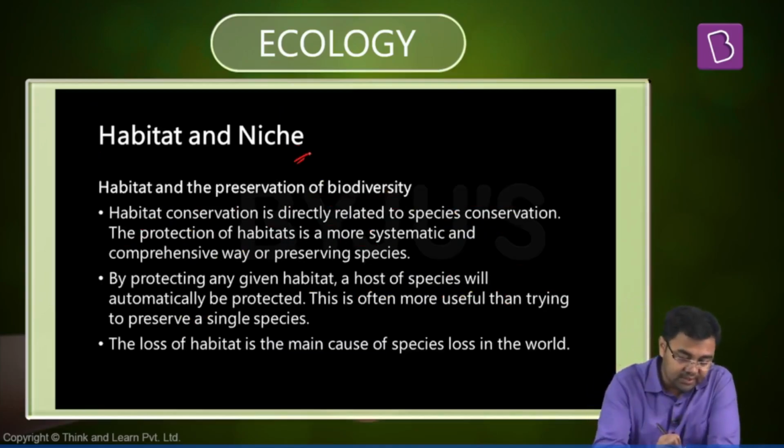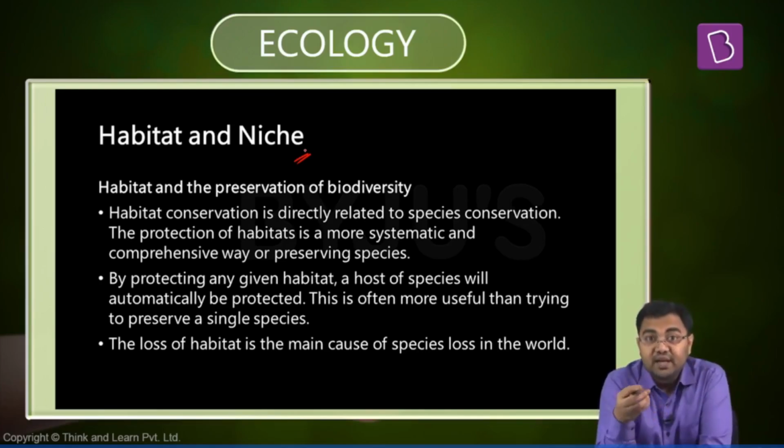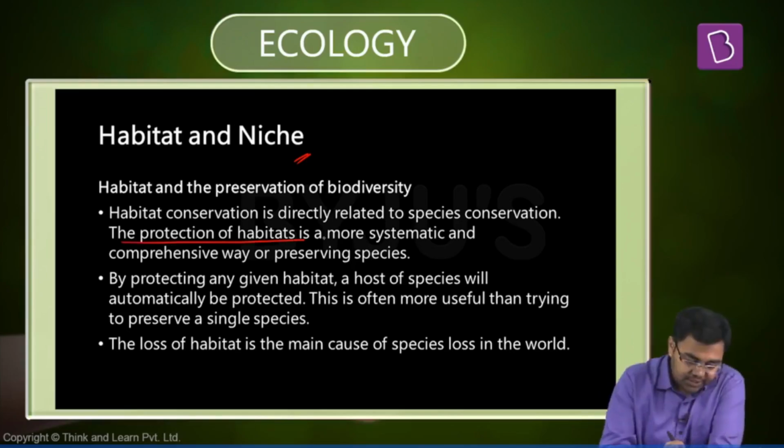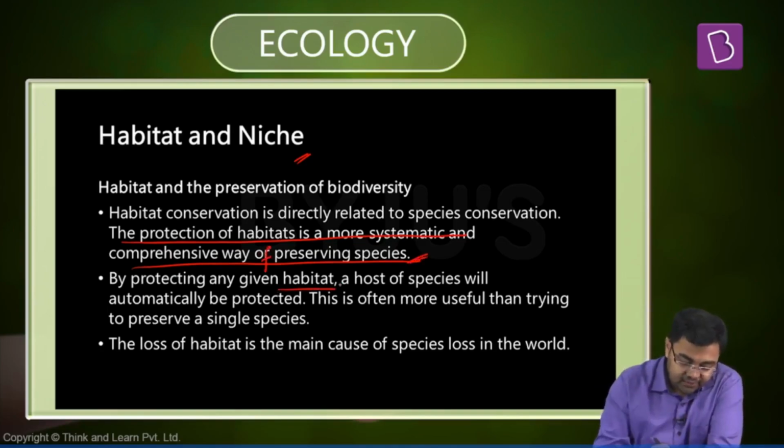So first of all, when we say habitat, it is the natural surrounding of an organism, and the area where an animal lives or something that is considered as its home is called habitat. Now habitat plays a crucial role in preservation of biodiversity because habitat conservation is directly related to the conservation of species in its environment. The protection of habitat is a more systematic and comprehensive way of preserving the species. So by protecting any given habitat, a host of species will automatically be protected.